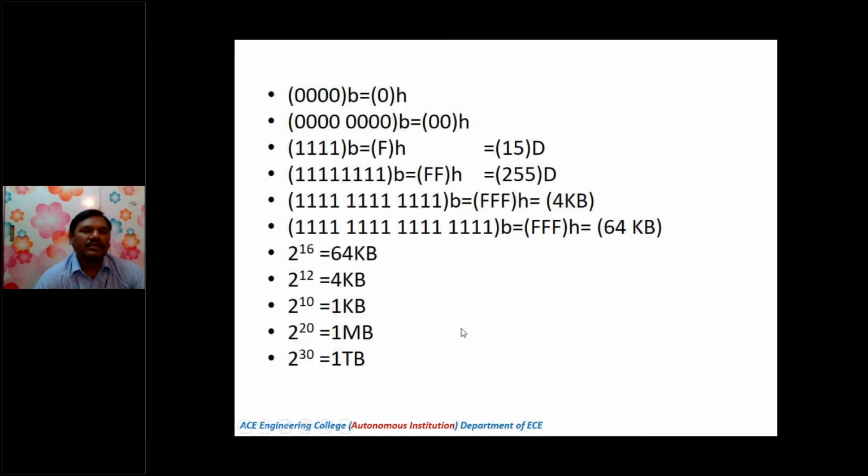Here I am giving some examples, and this data is usually represented in terms of 2 power values. 2 power 16 is equal to 64 KB, 2 power 12 equals 4 KB, 2 power 10 equals 1 KB, 2 power 20 equals 1 MB, and 2 power 30 is equal to 1 terabyte. So 1 kilobyte, 1 megabyte, and 1 terabyte.